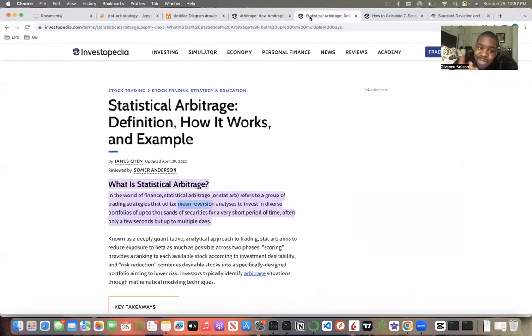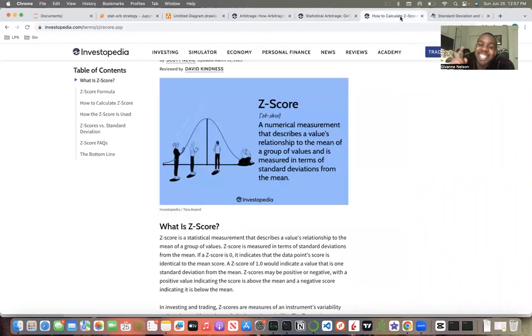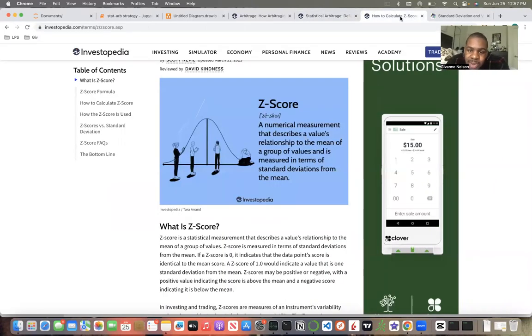All right. Next, what is statistical arbitrage? In the world of finance, statistical arbitrage, or stat arb, refers to a group of strategies that utilize mean reversion analysis to invest in diverse portfolios of up to thousands of securities in a very short period of time, often only a few seconds, but up to multiple days. Exactly what I explained before. Now let's get into the next one, Z-score. A numerical measurement that describes a value's relationship to the mean of a group of values and is measured in terms of standard deviations from the mean.